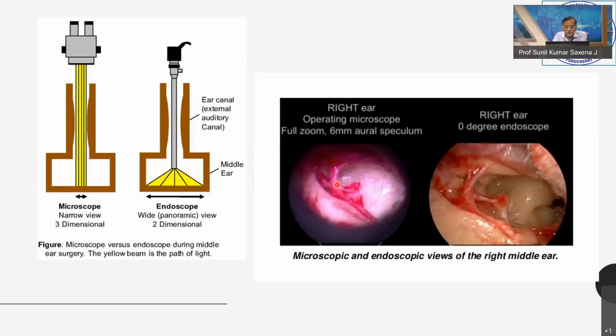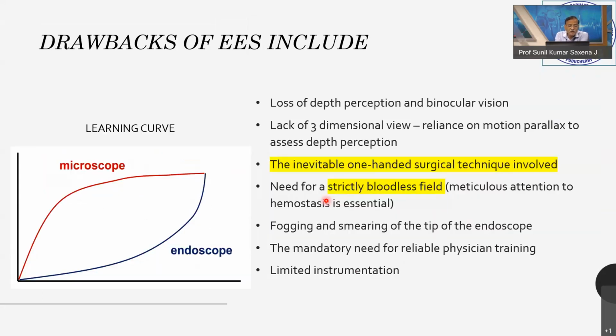Now see the difference. This is the microscopy picture. Right ear, with the operating microscope at full zoom, a 6 mm ear speculum is used. Now the same ear you are examining with the 0-degree endoscope, how clearly you are able to see the malleus, incus, stapes, and round window as compared to the microscopic view. So a wider view, a clearer view, yes, though it is two-dimensional.